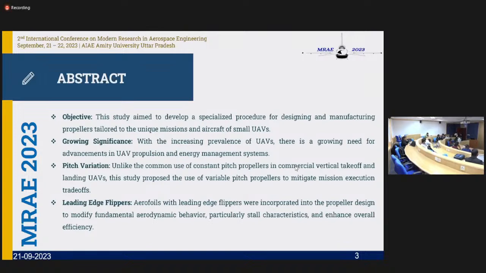This can be achieved by pitch variations, unlike the common use of constant pitch propellers, which is used in the commercial vertical takeoff and landing UAVs. This study proposes the use of variable pitch propellers to mitigate mission execution trade-offs. The aerofoils with leading edge flippers were incorporated in the propeller design to modify the fundamental aerodynamic behavior, particularly stall characteristics, and enhance the overall efficiency.